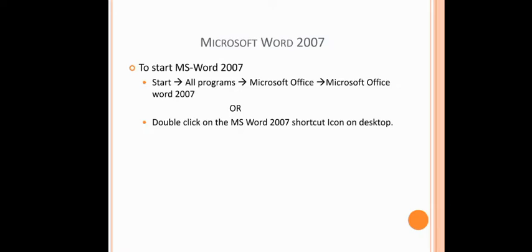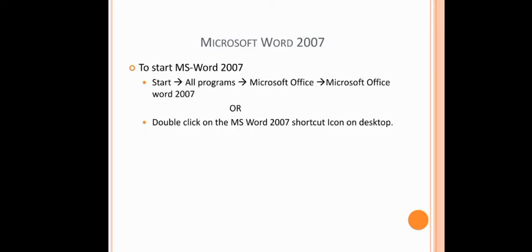Microsoft Word 2007 is a part of the Microsoft Office suite or Microsoft Office package. It is also known as MS Word. To start the MS Word 2007 program, firstly click on the Start button, then select the All Programs option. After that, Microsoft Office, and then in the last, Microsoft Office Word 2007.